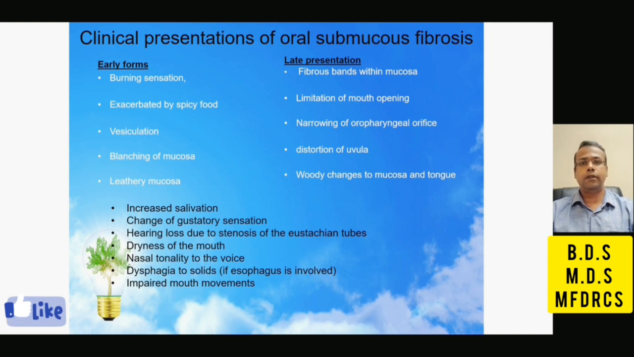Coming to the clinical presentations of oral submucous fibrosis, this can be divided into early and late forms. There will be burning sensation of the oral mucosa, which can be exacerbated by eating spicy food, vesiculations, blanching of the mucosa, restricted mouth opening, fibrous bands within the mucosa, narrowing of the oropharyngeal orifices, distortion of the uvula, increased salivation, change in the gustatory sensation, and hearing loss.